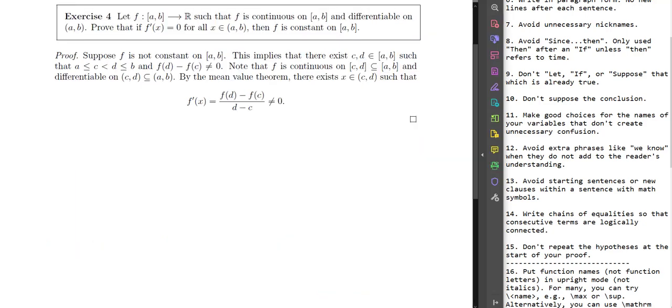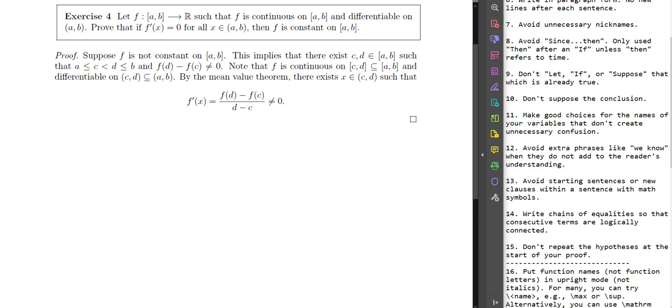All right, f is a function from the closed interval [a, b] to R such that f is continuous on the closed interval and differentiable on the open interval. Hey, that sounds familiar. That's like the mean value theorem right there. Prove that if your derivative is 0 for all x in the open interval, then you are constant on the closed interval.